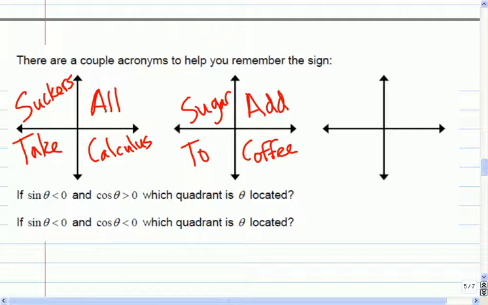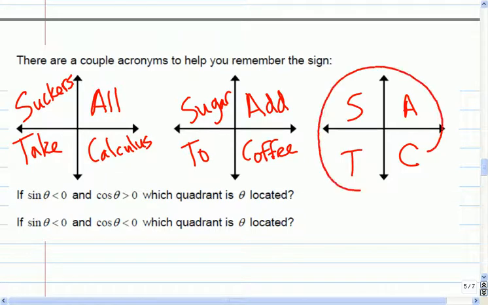In the final picture, though, CAST rule. Here's why I don't like CAST. The CAST rule goes like this: it starts down here. CAST helps you remember because it's C-A-S-T, but it starts in quadrant 4. It doesn't start in quadrant 1, where the other acronyms start. Each word goes along with the quadrant, whereas this one's off by 1. However you choose to remember it, that's fine, but you do need to remember them.